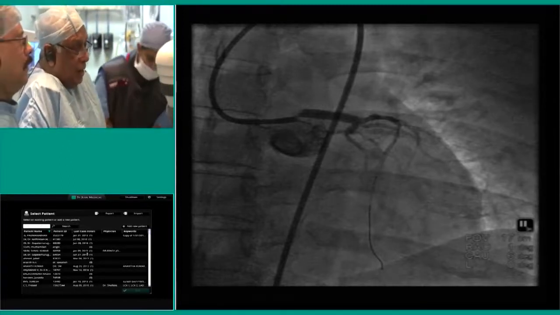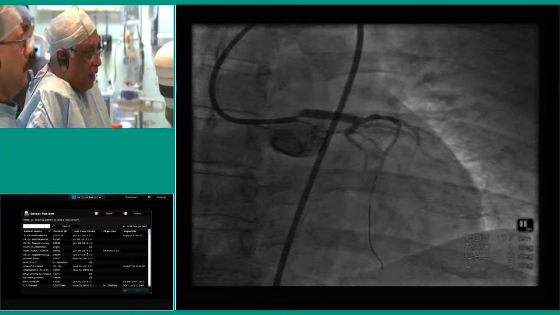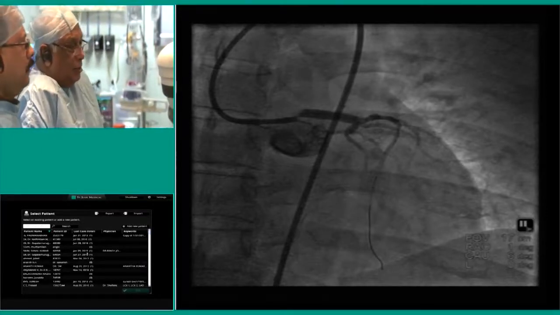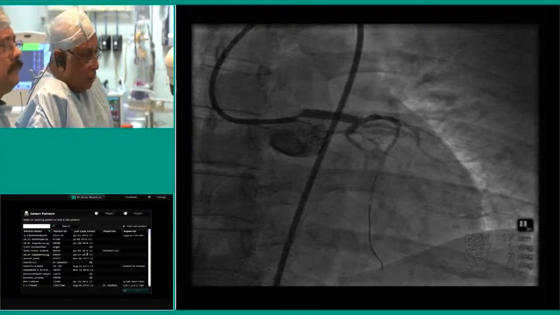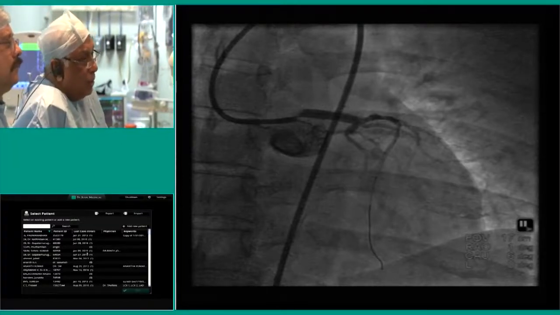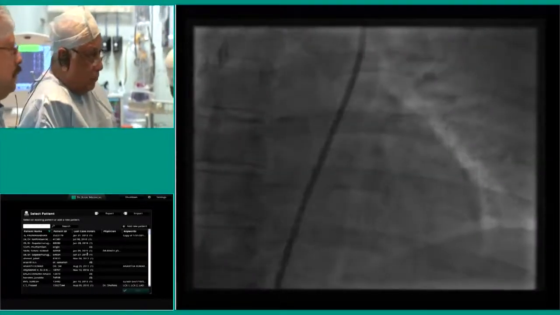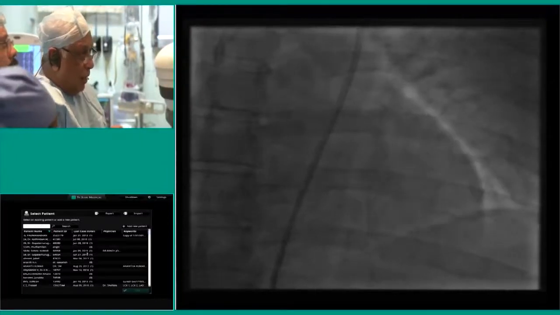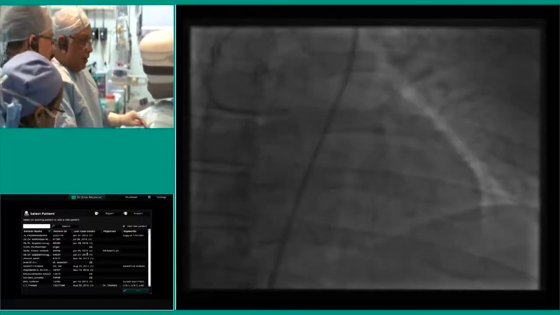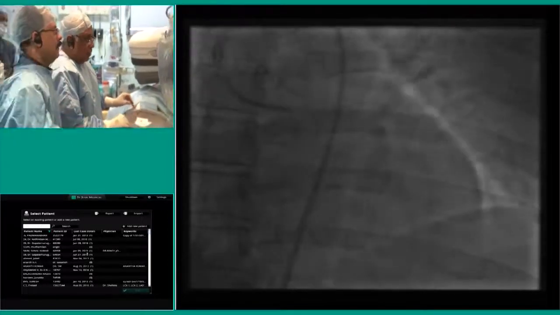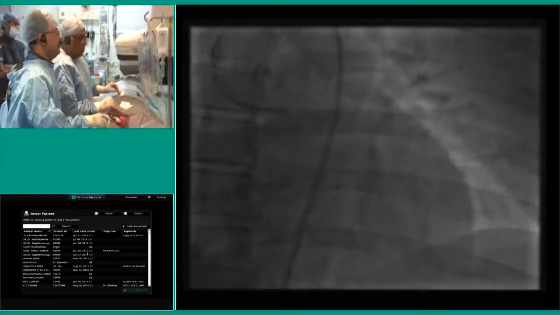I left the guiding there in that position. I didn't try to manipulate the guiding to engage in this position. I got a wire across. Now we were intending to do an IVUS run. So what I'm doing is the wire is across. I'm getting the IVUS catheter close into the left main without engaging. Once I get that, I'm trying to engage the guiding because it is easier to engage on a guide wire or on a shaft of a device.